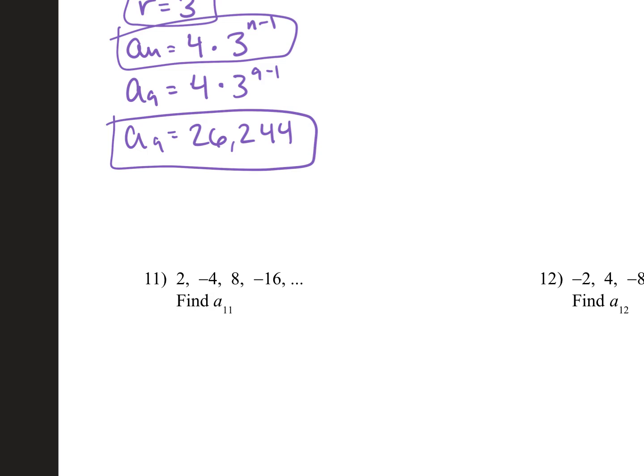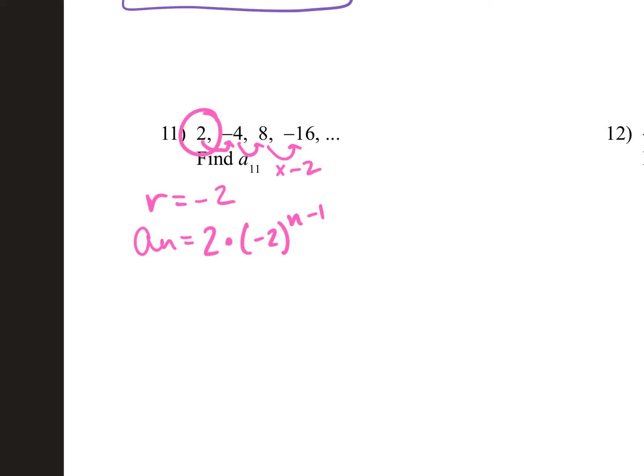All right, 11, we're doing the same thing. What am I multiplying to get from one number to the next? Negative 2. So our ratio is negative 2. And then for our formula, what's our first term? 2. So I have 2 times negative 2 to the power of n minus 1.